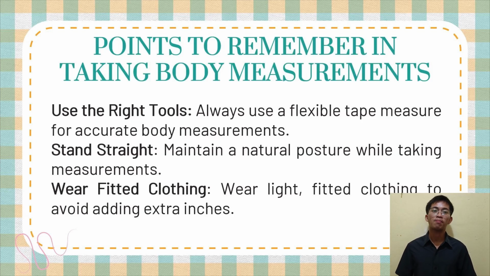A flexible tape measure is best for taking body measurements because it can wrap around curves smoothly, giving more accurate results. Using this tool helps make sure the garment will fit properly. Second is stand straight. Standing up straight while taking measurements is important for accuracy. Slouching or leaning can change the measurements, so standing naturally helps get the right fit.